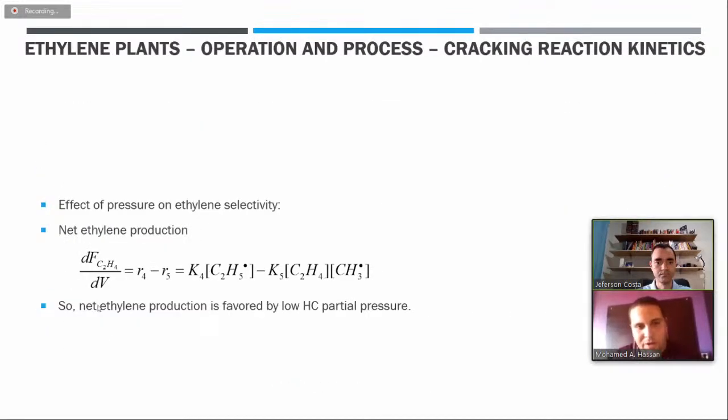So we will put these parameters here, and we will find that there is a misconception here, because there is another part of the equation: the fourth reaction is proportional to the total pressure, and the fifth reaction is proportional to the square of the total pressure. So by increasing the pressure, reaction five is favored over reaction four. So ethylene production or the ethylene yield is decreased by increasing the pressure. Because ethylene production is favored by low hydrocarbon partial pressure, we add dilution steam to the feed gas to the cracking furnace.